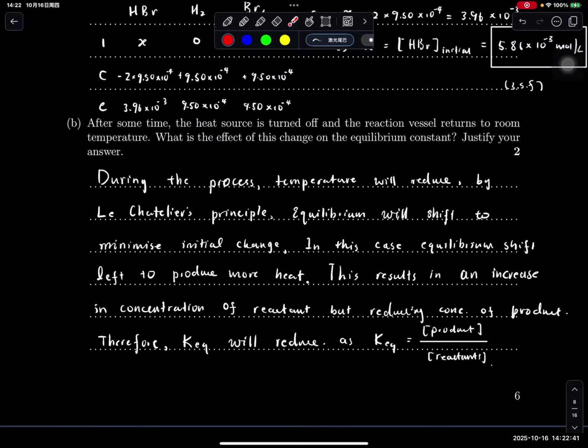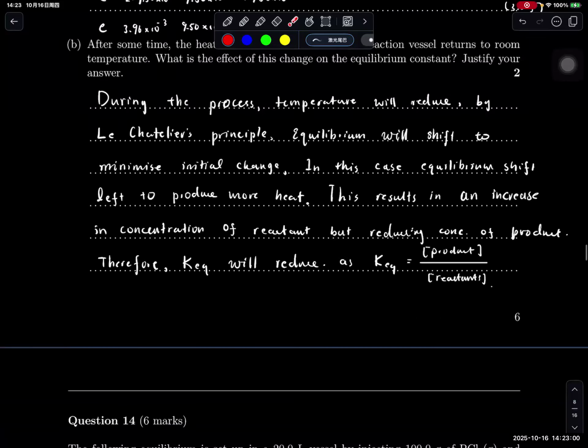And yeah, this results in an increased concentration for the reactants, coming with a reduction in the concentration for the product. And because of that, by KEQ's definition, it's the product ratio to reactants. So since the product has decreased, the equilibrium constant will be reduced, okay?